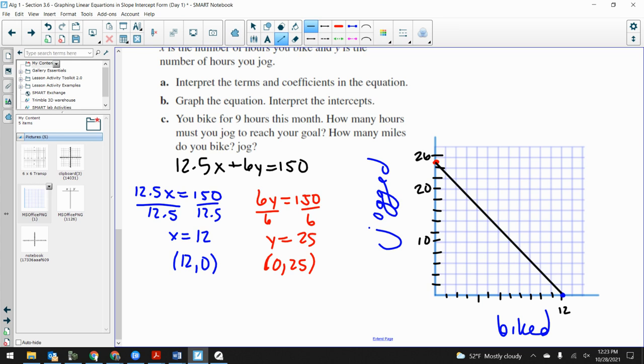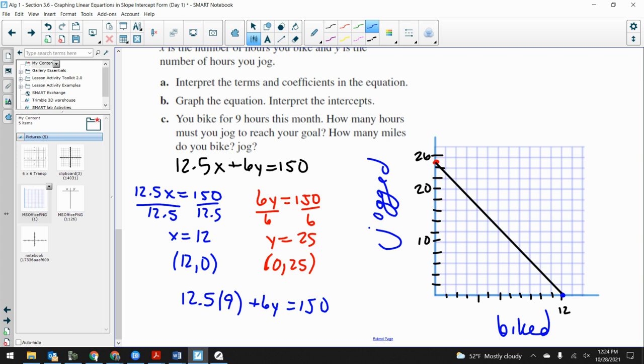There's my line. Now, the last question says, you bike for 9 hours this month. How many hours must you jog to reach your goal? Well, that's like saying 12.5 times, remember, bike is x, 9 plus 6y is equal to 150.